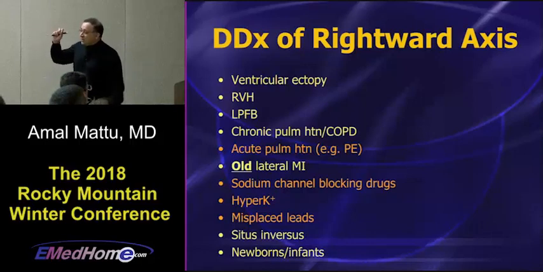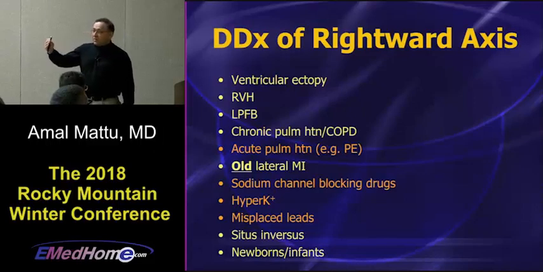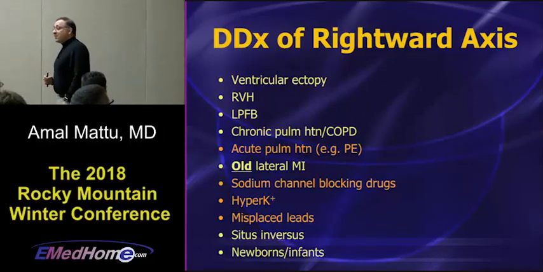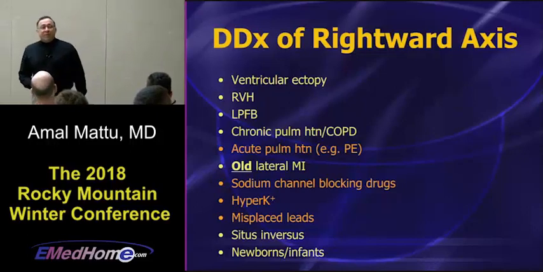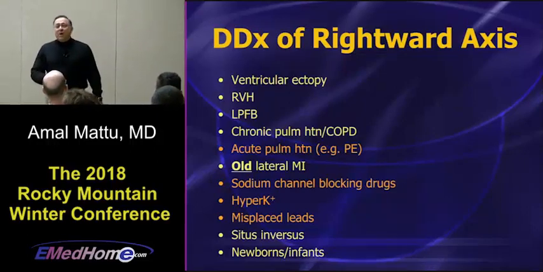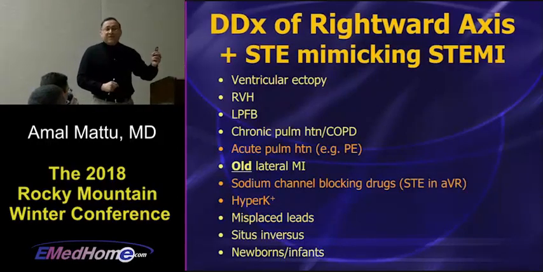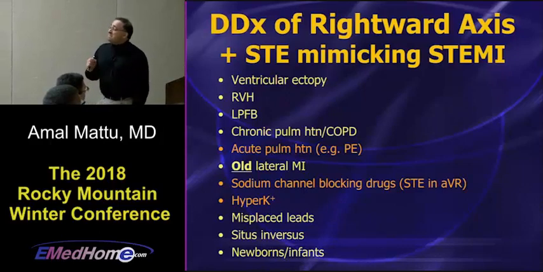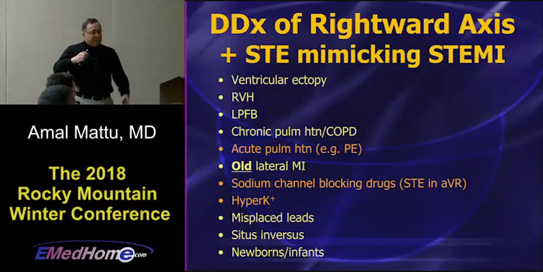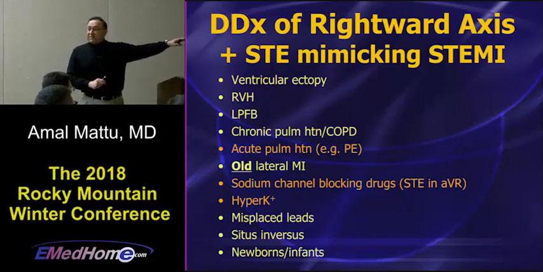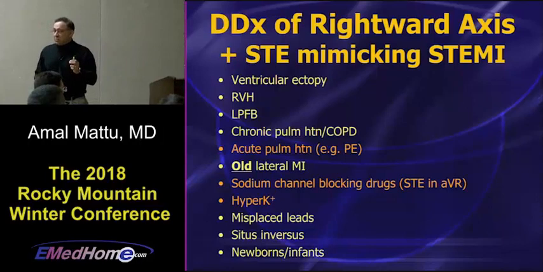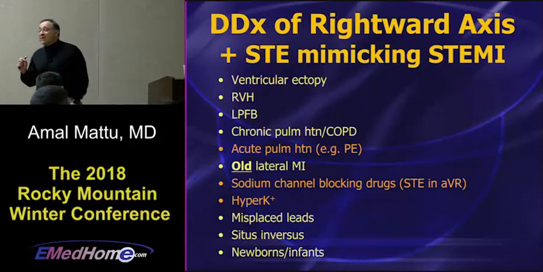Those are the four things that you've got to always consider, especially, I don't know if there's any residents here, but you've got your in-service coming up later this week, so probably no residents here. But on the board exam, certainly when you see that rightward axis, these are the things you've got to think about, probably forgetting misplaced leads, because I don't think they put that on the board exam. But in terms of the things that can also produce ST elevation and mimic STEMI, we'll narrow this down to largely PE and hyperkalemia. Tricyclics can produce ST elevation primarily in aVR, but in other leads, I've never seen that before, which doesn't mean it doesn't happen, but I think it would be enormously rare.